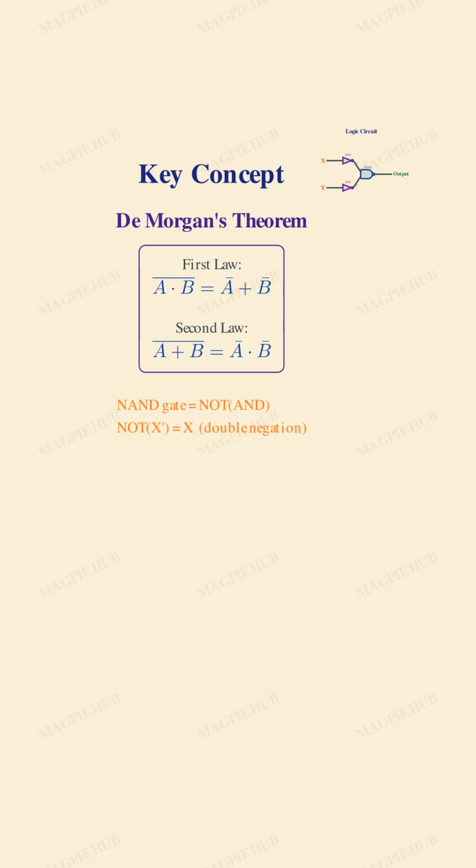The key concept here is De Morgan's theorem. The first law states that NOT of A and B equals NOT A or NOT B. The second law states that NOT of A or B equals NOT A and NOT B. Remember, a NAND gate performs NOT of AND. Also, applying NOT twice gives back the original value. So NAND of X bar and Y bar equals NOT of X bar and Y bar. This is where De Morgan's theorem will simplify our expression.